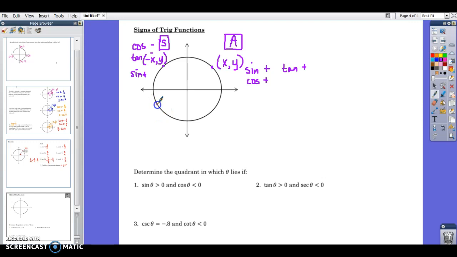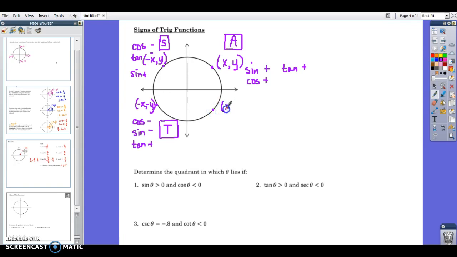Okay, let's skip down to the third quadrant here. Remember, in the third quadrant, I've got negative x and negative y. So both x and y are negative. That tells me that cosine is negative, that sine is going to be negative. But tangent, remember, tangent is y over x. So since they're both negative, tangent is going to be positive. So the only thing that's positive in that third quadrant is the tangent.